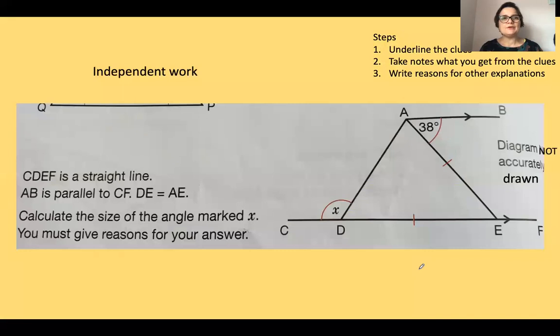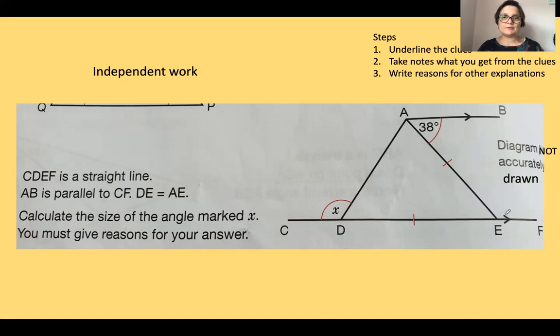Now here, you are going to do your independent work. Again, slowly follow the steps and follow what you are given in the question. You have a straight line, CDEF is a straight line. Remember the rules of the straight line. Angles on a straight line add up to 180 degrees, but that is for the angles that are back to back. So this x here adds up to this one here, 180. And this angle here and this one here add up to 180.